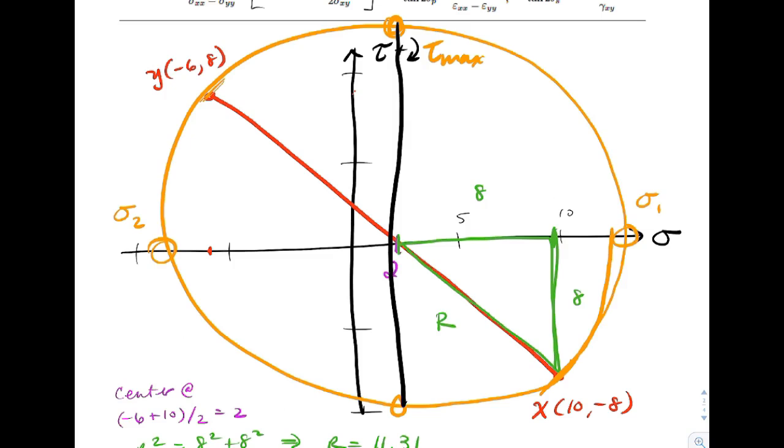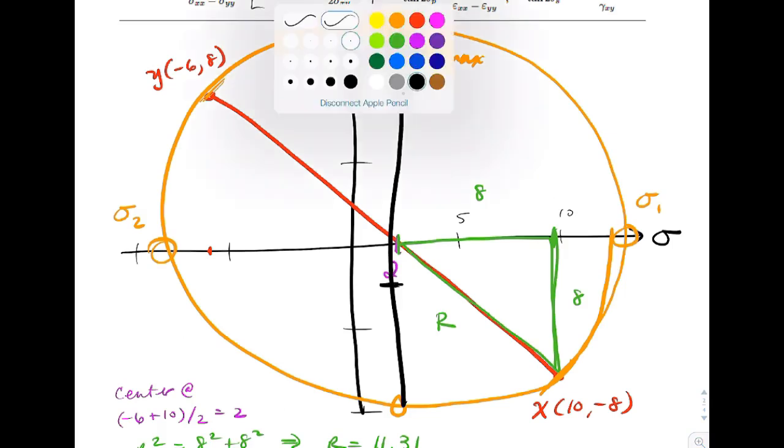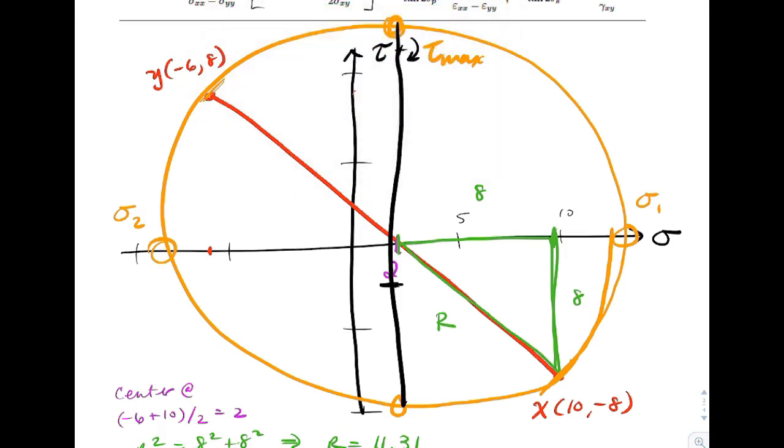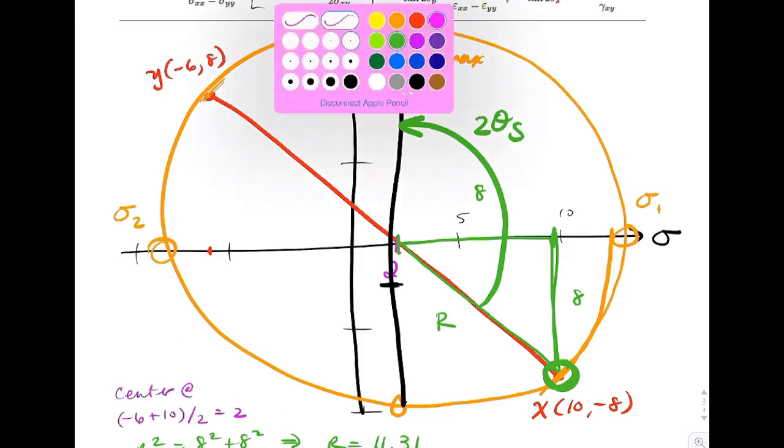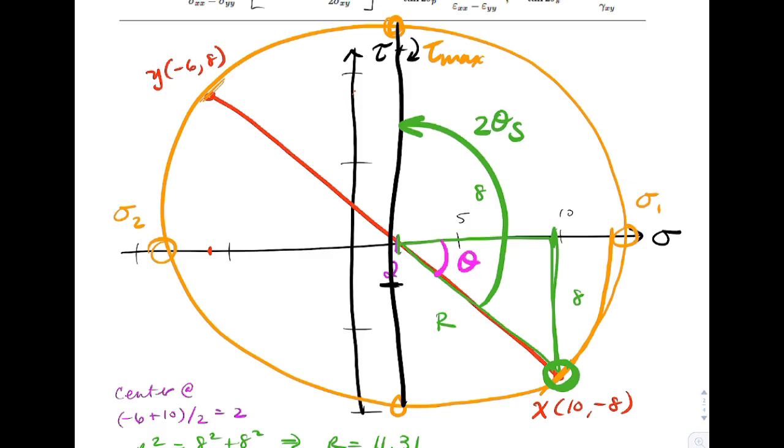All the normal stresses are going to be equal to 2. So let's go through and see how we find that angle. I'm going to take that x point and strike it all the way up there, and that would be 2 theta s. So we get a nice easy calculation for the pink theta right there.